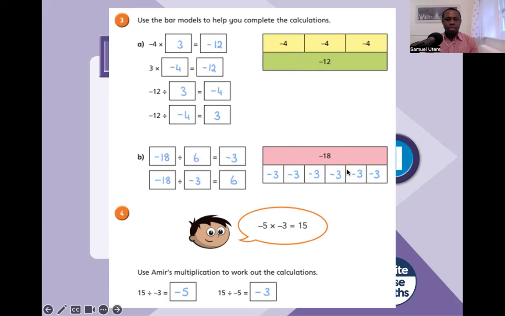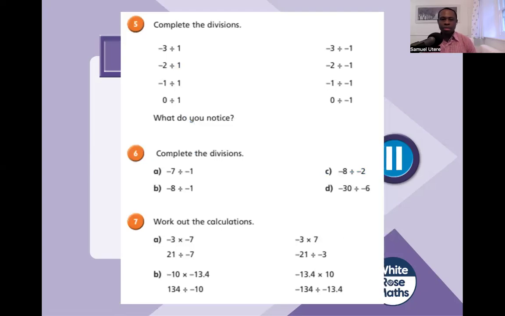Next, for B, you were also asked to use this bar model to complete these results. And then for question 4, use the multiplication facts to work out the calculations. So for these calculations, we know the results will be negative 5 because positive 15 divided by negative 3 has to be negative, if you remember the rule. And then positive divided by negative will give you negative. Okay? So these are facts we should know. Pause the video and answer questions 5, 6, and 7 in 4 minutes.